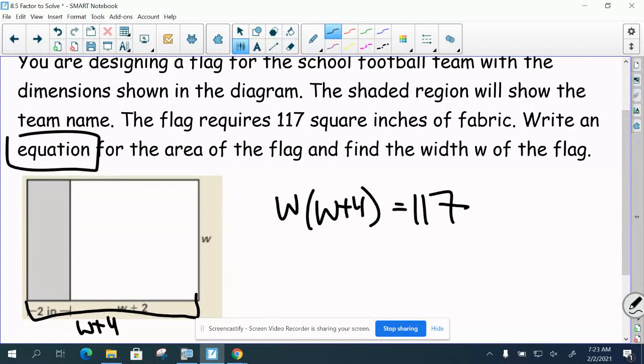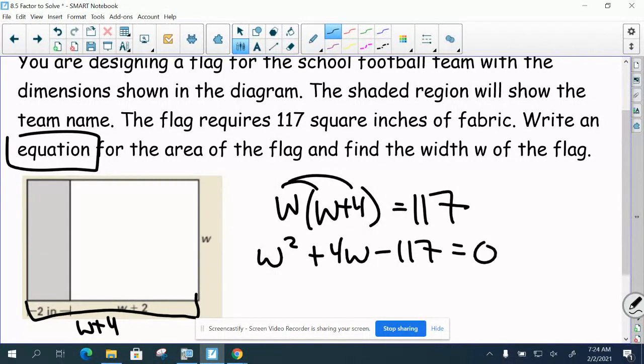So I'm going to subtract, not just subtract the 117 over, but I'm also going to distribute the w so that I can refactor it when I subtract the 117 over. So distribute the w: w squared plus 4w, subtract the 117 over, right? And then I'll set up my factors, because you can only solve a quadratic equation like this if it's factored. So I have w in the first spot, and then factors of 117 that add to 4.